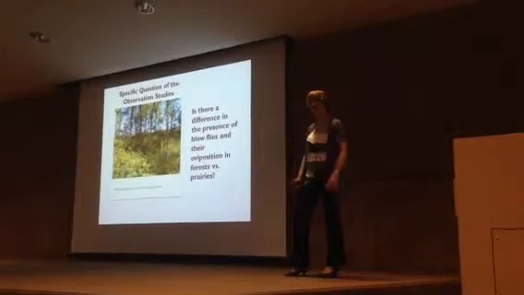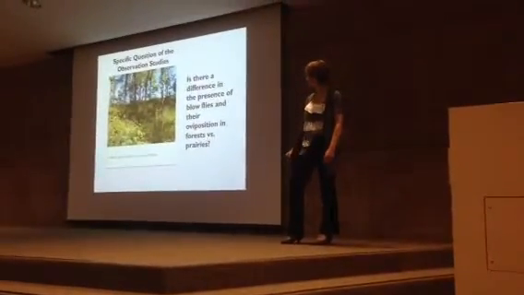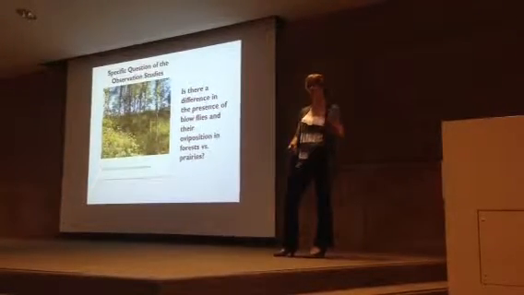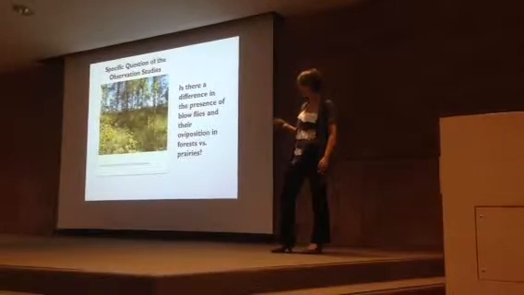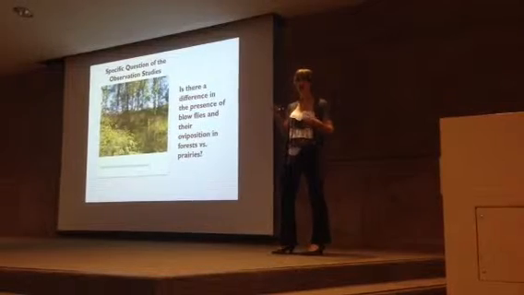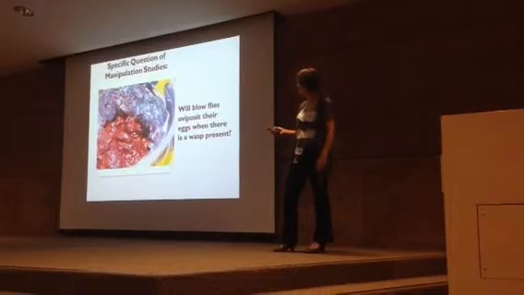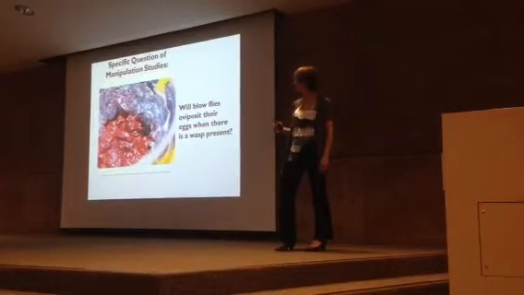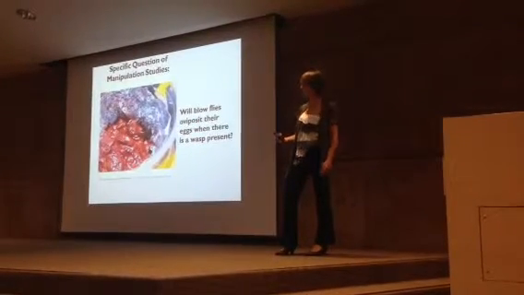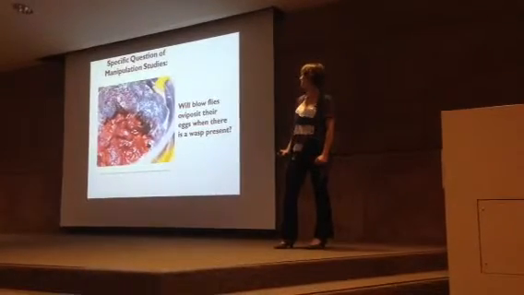So I had 2 different questions I looked at. The first was whether there's a difference in the blowfly species and their oviposition in the forest habitat compared to the prairie habitat. If there's a difference, this could impact how we estimate the postmortem interval for the different habitats. And for the manipulation study, my specific question was, will blowflies oviposit their eggs when there is a wasp present in the cup? And here is a pretty blowfly getting ready to oviposit in one of my cups.